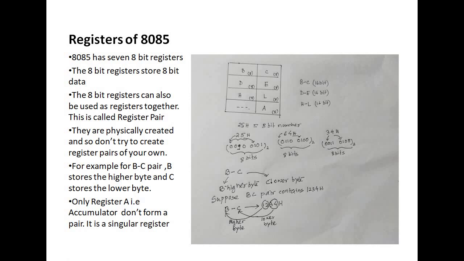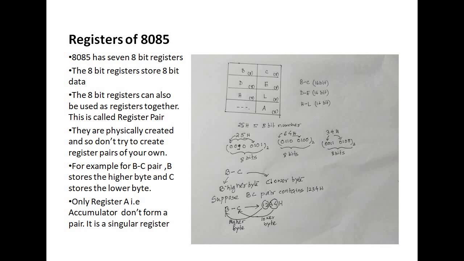So whenever you write, as discussed in the previous lecture, any program in assembly language, that is if you are writing 25H, what the assembler will do, it will convert this 25H into machine level language, that is in the form of zeros and ones, and it will get stored in the memory, right? So all these 8-bit registers B, C, D, E, H and L and A, they contain 8-bit data.